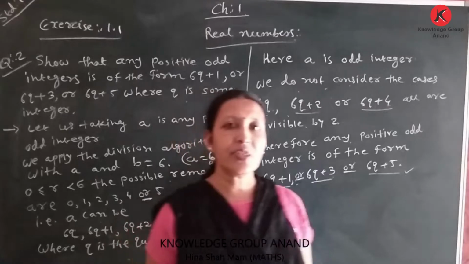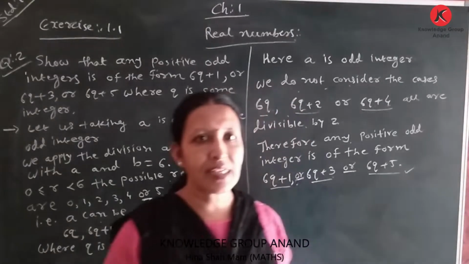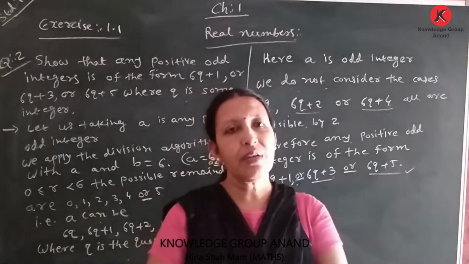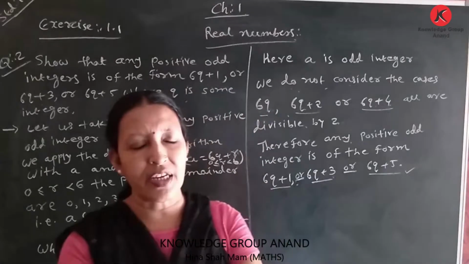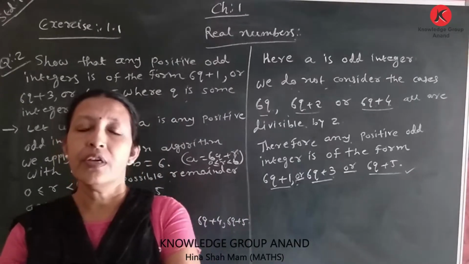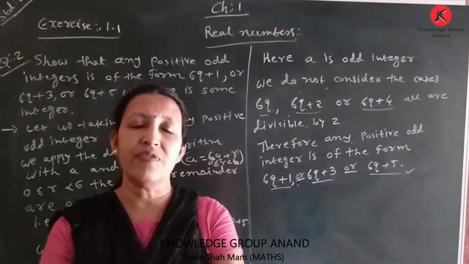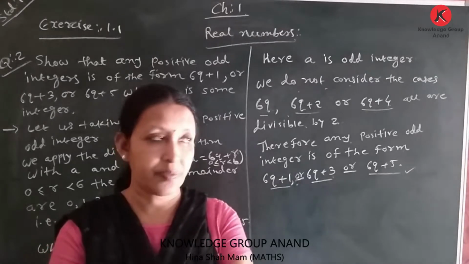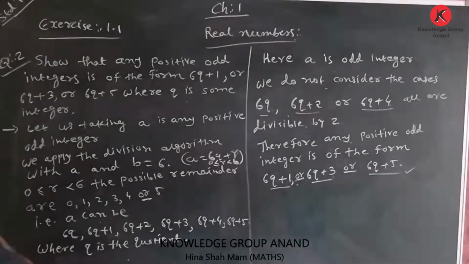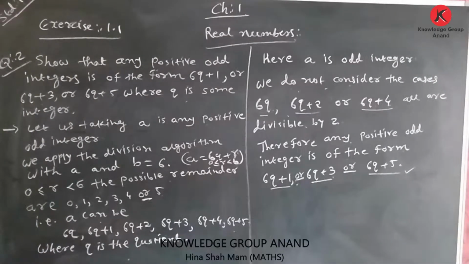Good morning. In the last lecture, we started Exercise 1.1, question number 1, which is to find the HCF using Euclid's division algorithm. Here, Exercise 1.1, question number 2.